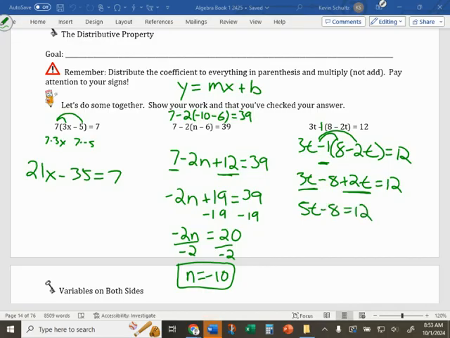And bless our lucky stars, we know exactly what to do because we are now at a two-step equation. Start with addition, subtraction, do the opposite. We're going to be adding 8 to both sides. 5t equals 20. Divide both sides by 5 and t equals 4.